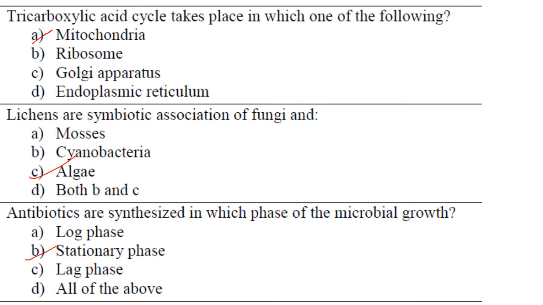Tricarboxylic acid cycle takes place in which one of the following? It takes place in the mitochondria. Answer is option A. Lichens are symbiotic association of fungi and algae. Answer is option C. Then antibiotics are synthesized in which phase of the microbial growth? Antibiotics are synthesized in the stationary phase. Answer is B.